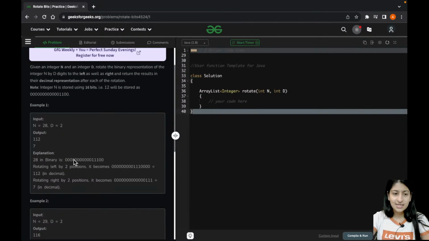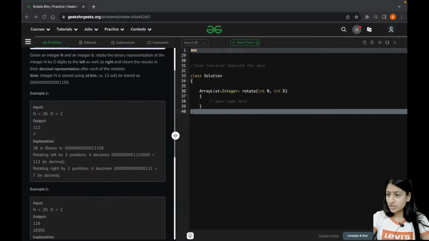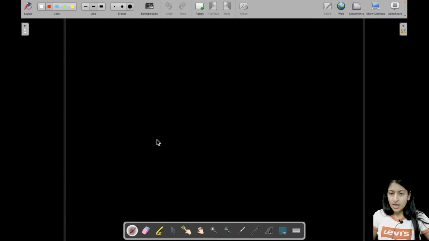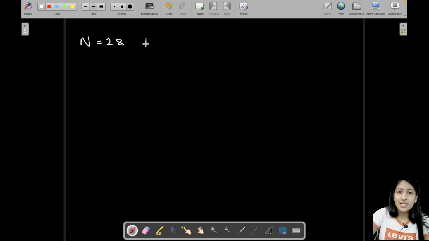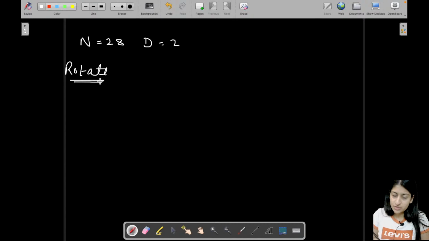So let's see how to solve this question. Let me take this example test case and I will explain. First of all, what you are given in the question is n. Let's say in the first test case you are given n is 28 and d is 2. How do you rotate the number n? Obviously we want to work on the bits. We want to rotate the bits, and then the number found after rotating the bits by d digits, in its decimal form, is what we have to return.